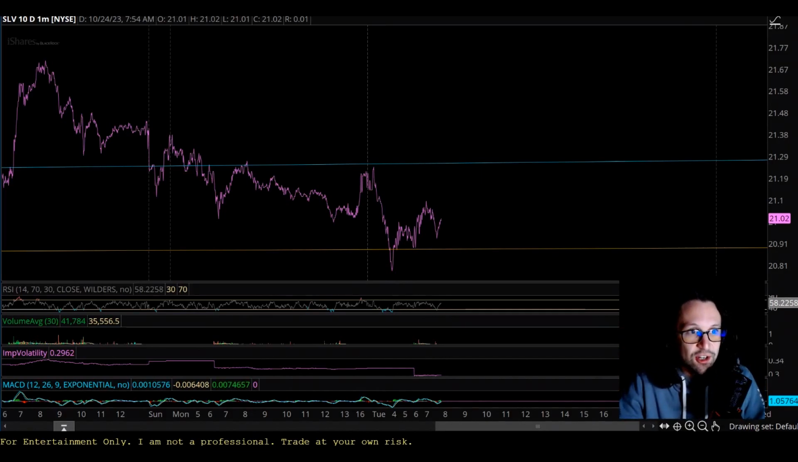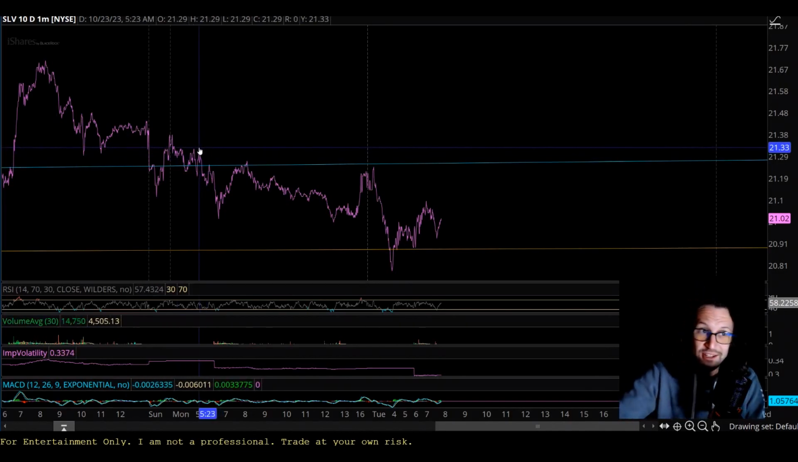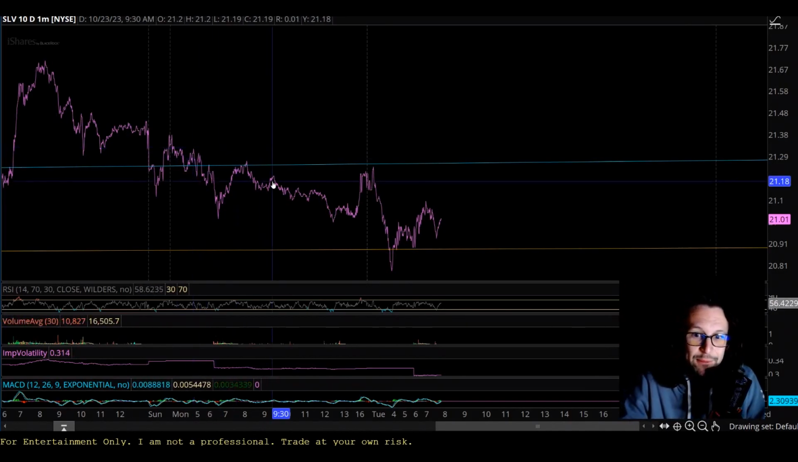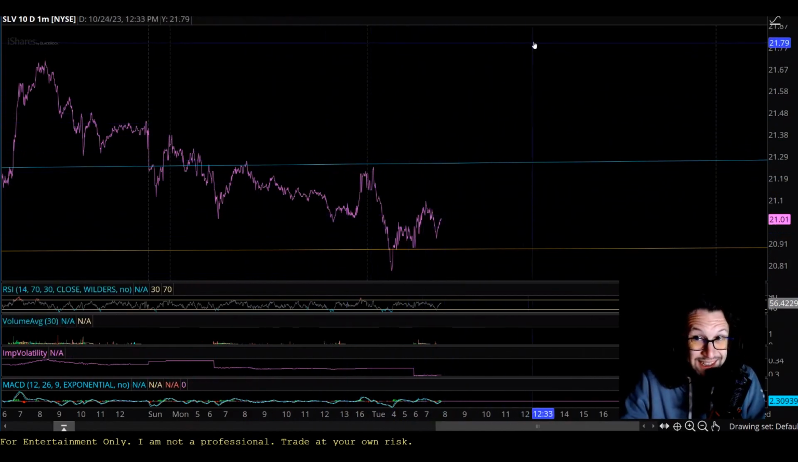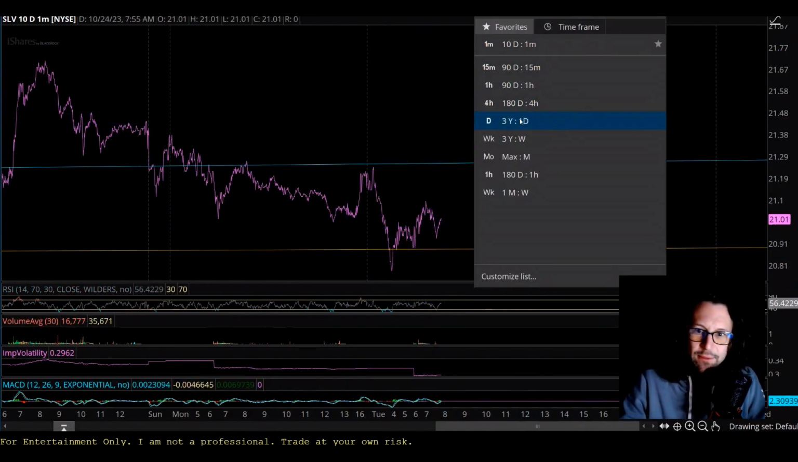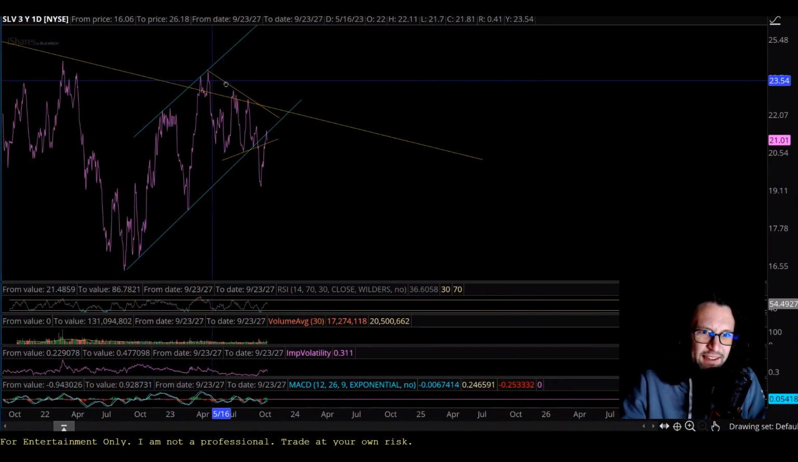Let's just have a look at the charts. I have not looked at anything in weeks. It looks like I'm open on SLV, and we've come down, we've hit a level of support at 2091. And this is on the minute time frame. I'm going to zoom out to the daily time frame, see what we have here.